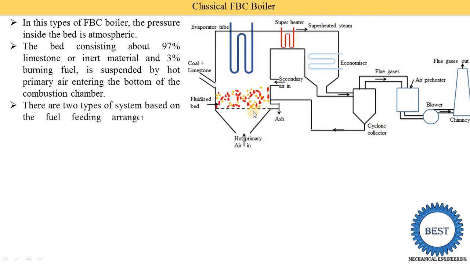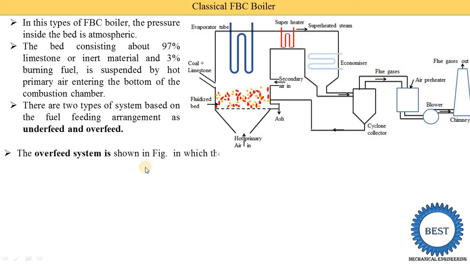There are two types of systems based on the fuel feeding arrangement: underfeed or overfeed. Means this coal and limestone entry is possible from the upper side of this fluidized bed, or it is possible from the lower side of the fluidized bed. Here you see this coal and limestone is supplied from the upper side of the fluidized bed, so this figure is for the overfeed. And if the coal and limestone are supplied from the bottom side of the fluidized bed, it is called underfeed.